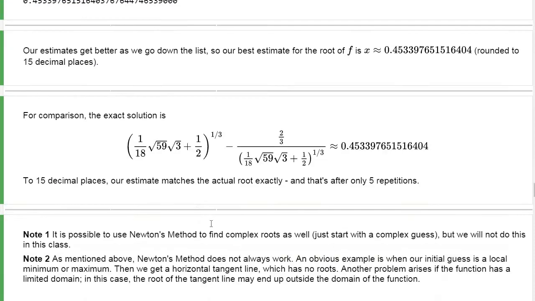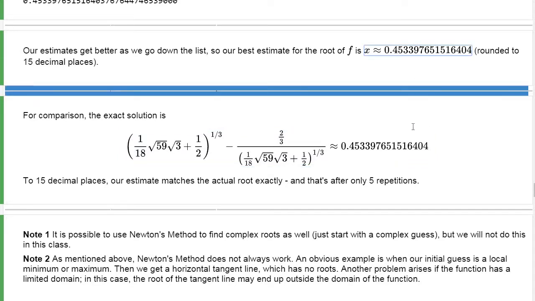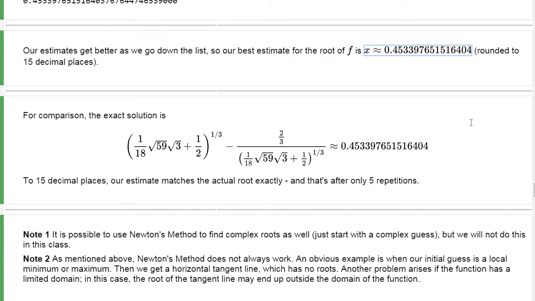Now, just for the sake of comparison, here is the exact answer. There is a cubic formula. This is a cubic polynomial, the original function, and there's a formula for solving those. Though I actually just use Sage to solve it, but this is the exact answer. It's kind of a mess. Here is 15 decimal places of that exact answer. Here's 15 decimal places of my approximation, and oh, they match.